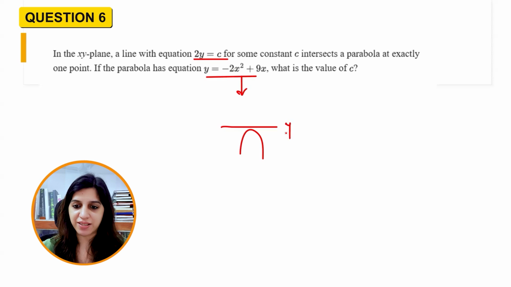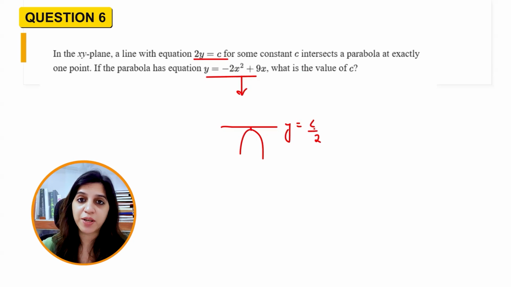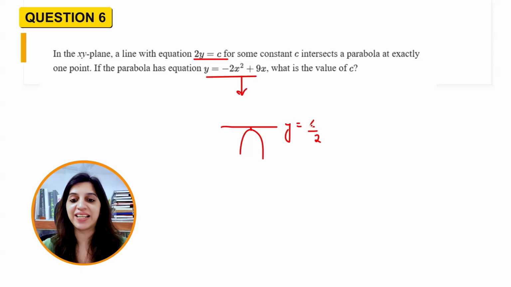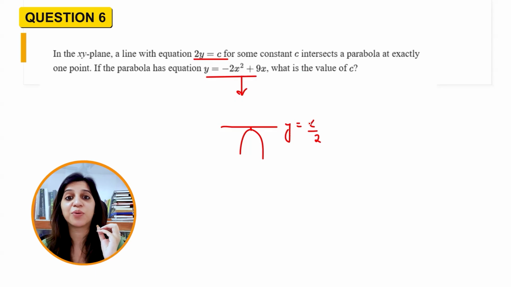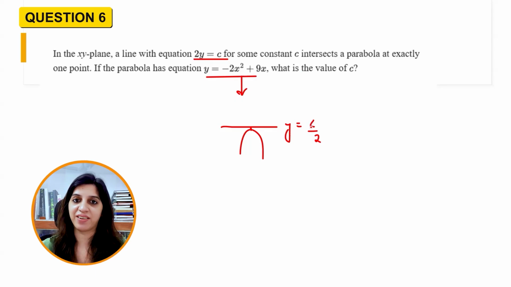Which means this line is C by 2. It means that whatever is the vertex of this parabola, the y-coordinate of the vertex of the parabola, that is going to be the value. Now, most of you at this point will be tempted to do it conventionally, do it algebraically, solve it on pen and paper. But no, we need to save time. We need to use it very judiciously. That's the only advantage we have, right?